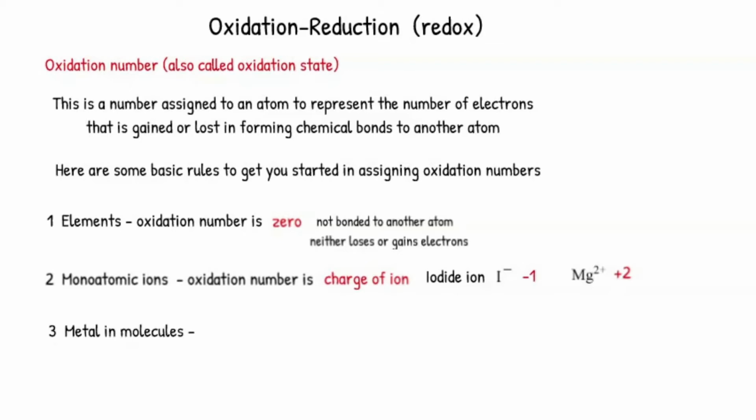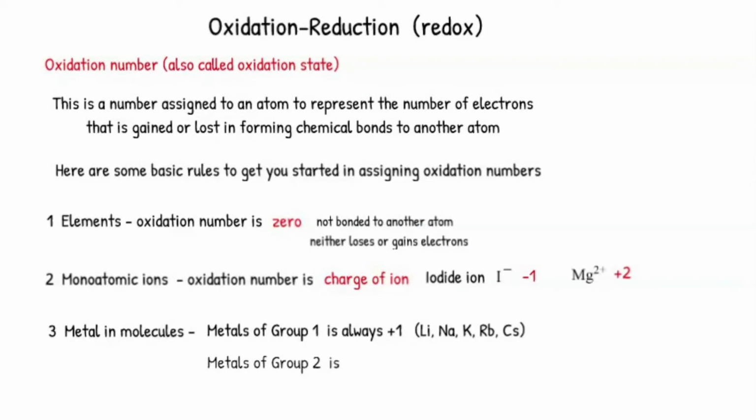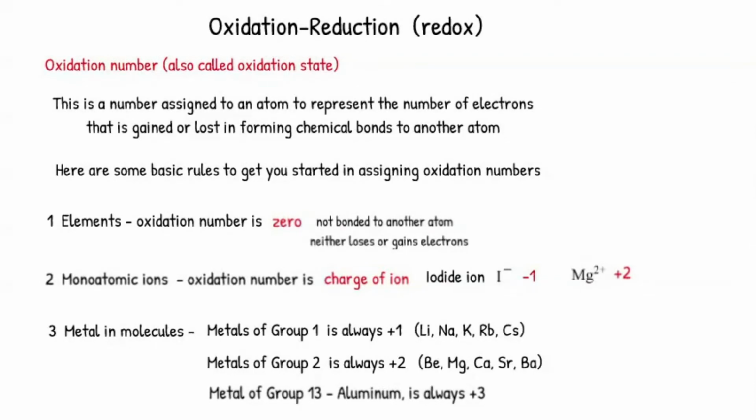Number 3, metals in molecules. Metals of group 1, column 1 in the periodic table, is always +1. Lithium, sodium, potassium, rubidium, cesium are +1 metals. Metals of group 2 is always +2. Beryllium, magnesium, calcium, strontium, barium. This is column 2 in the periodic table. Metals of group 13, this is aluminum, is always +3.